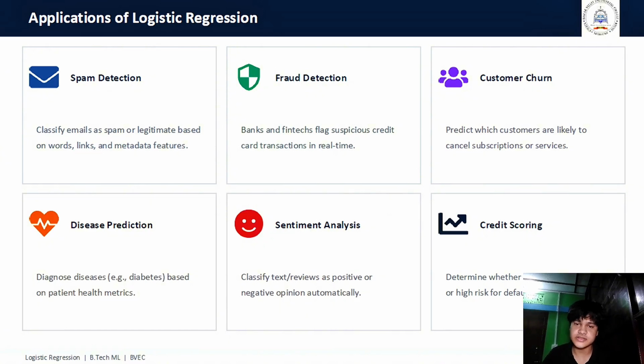Now, let's look at some real-world applications of logistic regression. Logistic regression is widely used for classification problems where the output belongs to a specific category. In healthcare, it is used for disease prediction, such as predicting whether a patient has a disease or not. In email systems, it helps detect spam emails by classifying messages as spam or non-spam.